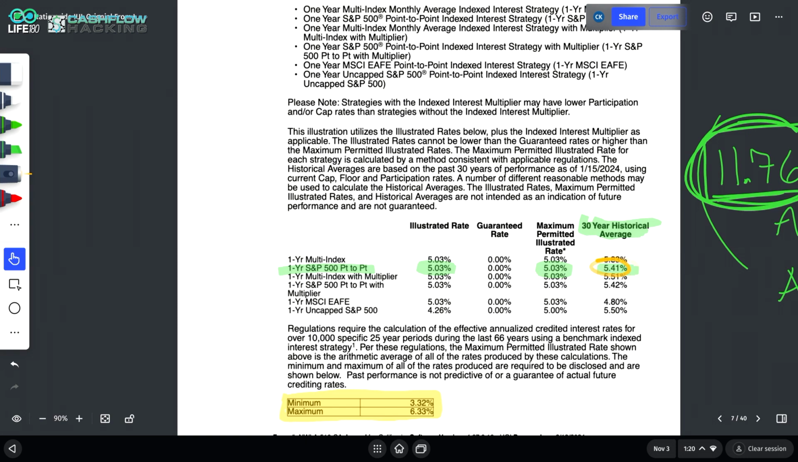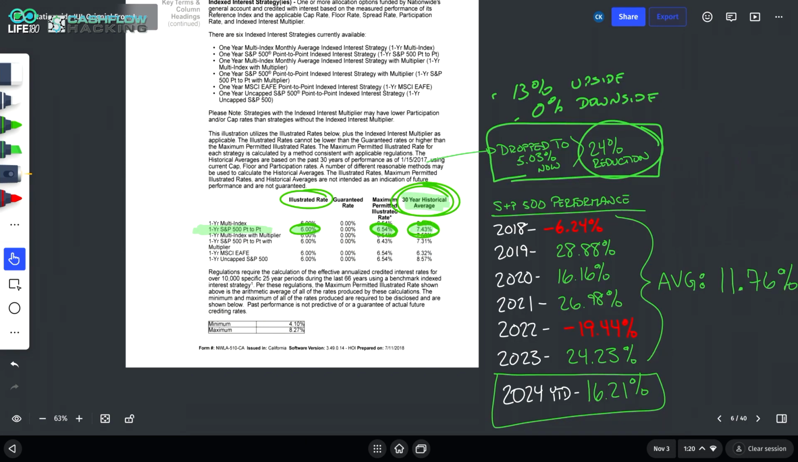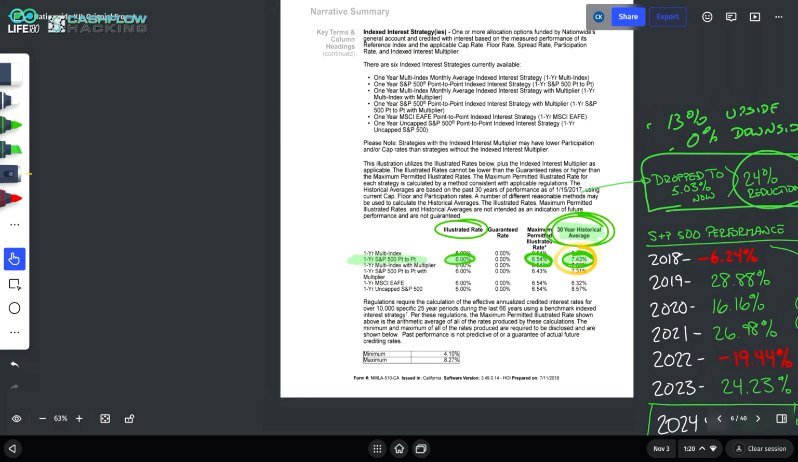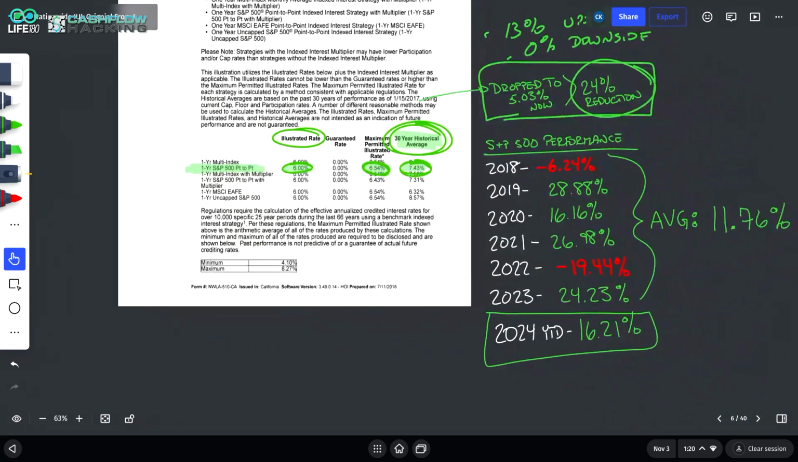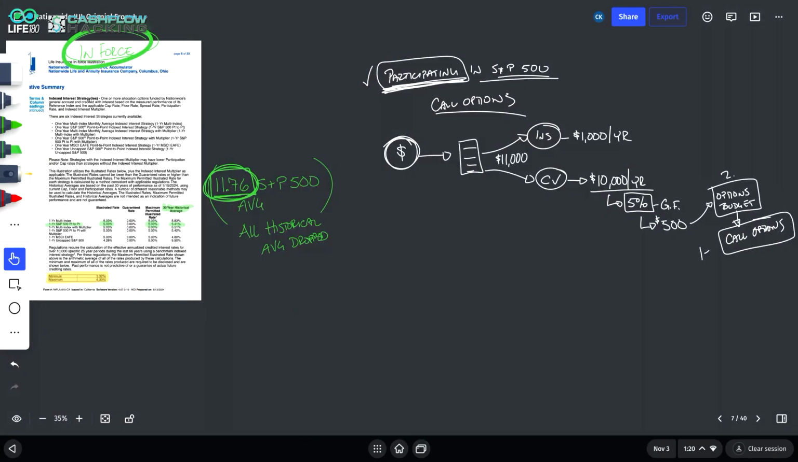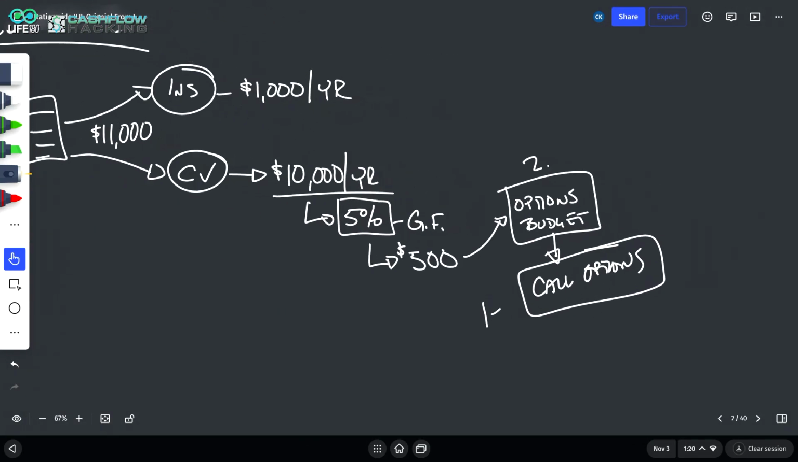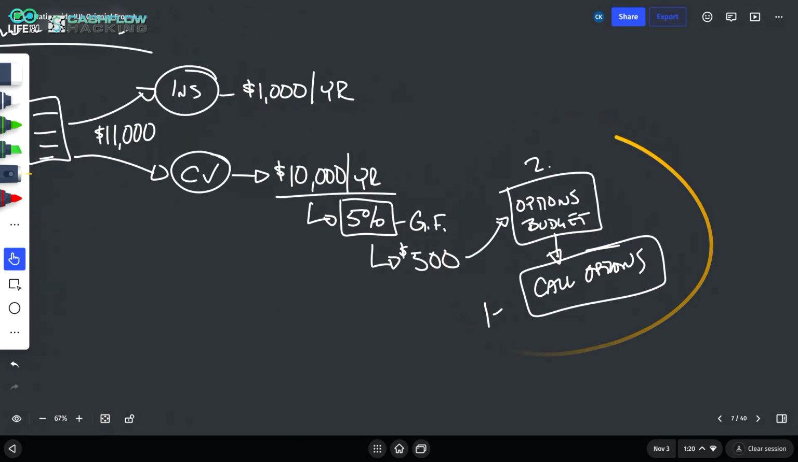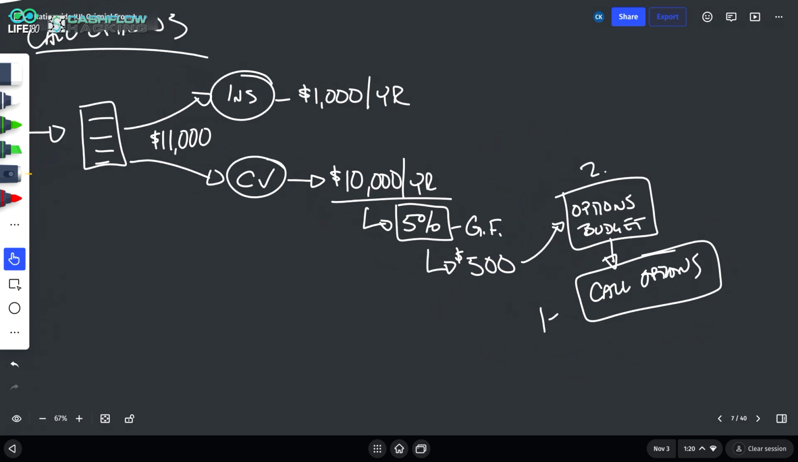And this is proof, right? This reduction, because if I go back to here, you could see it was a 7.43%. The market has actually averaged 11.76 since that period of time. But because really what matters isn't what the market does, but what the options budget and the call options market look like. How does that impact our policy?